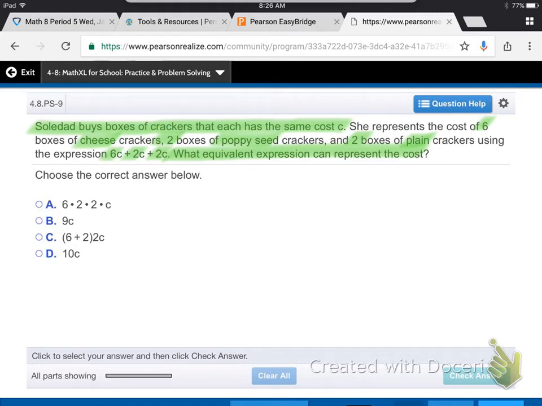Well, if we add up 6C plus 2C plus 2C, just add up the coefficients, 6 plus 2 plus 2 is 10. And since they're all like terms, they all have the same variable C, the answer is, you got it, 10C. Now let's make sure that no other expressions work, and they don't, so that's the only answer.